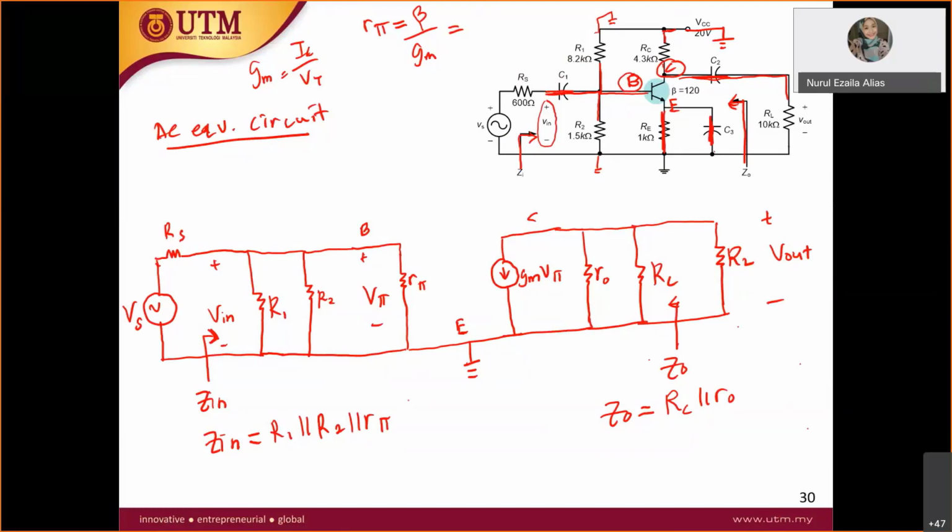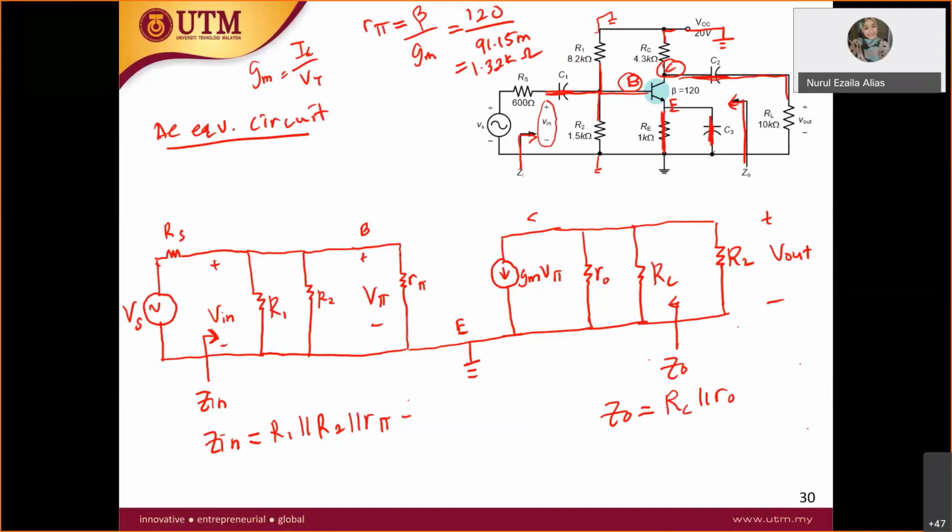So beta is 120. Can someone calculate gm for me? I have calculated it actually. Yes, 91.15 milli. Therefore, R pi is equal to 1.32 kilo ohm.